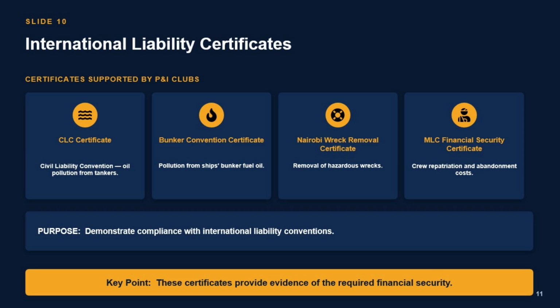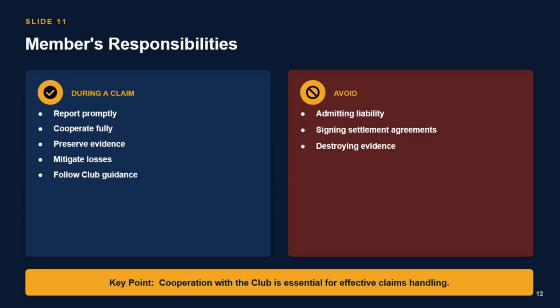Although these certificates are issued by the flag state, they are made possible because the P&I Club provides the required financial guarantee through the blue card. Understanding the relationship between the blue card and the statutory certificate is a common topic in MEO Class 1 oral examinations. Slide 12. Member's responsibilities.